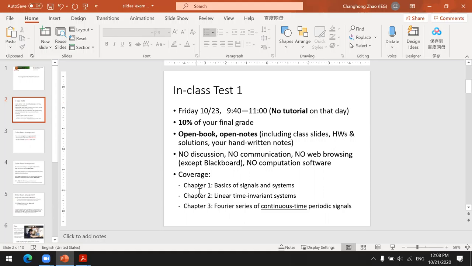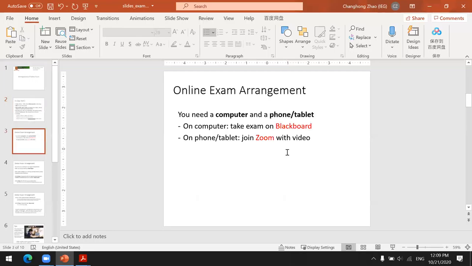Coverage, so chapter 1, 2, 3. For chapter 3, we will only cover the continuous time Fourier series. How many questions? Well, there are small and big questions, but the TA is designed in a way that it's a reasonable workload for 45 minutes. Don't worry about that. And as I mentioned, it's a combination of Blackboard and Zoom, so we'll need two devices.